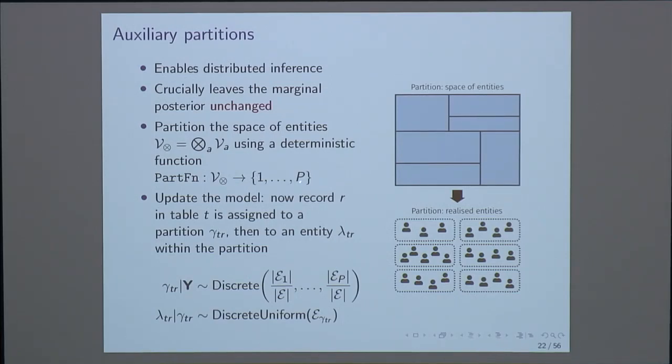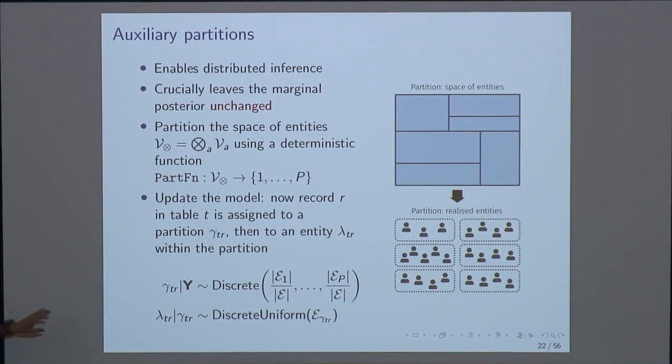The partition space of the entities basically looks like the following. We have to use a deterministic function at the moment. So we have to take this space here and map it onto a space of partitions 1 to P. This is why, for example, we're using KD trees. The set that we map onto needs to be completely deterministic. So then what we do is we update the model. Record R in table T is going to be assigned to some partition, which depends on the table you're in and the record value. And then we go to an entity lambda_TR within the partition.